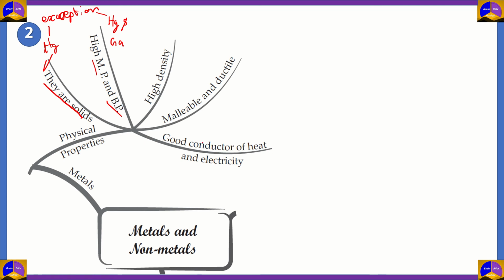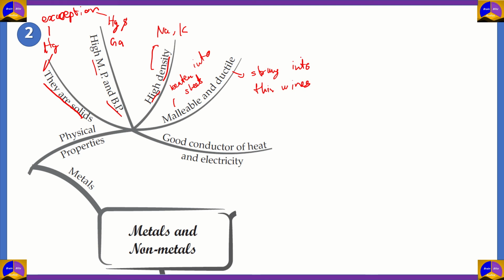Now, another characteristic of metals is that they're very dense. High density is found in metals. Some exceptions include sodium and potassium, which are relatively less dense metals. They do float on water. Metals are also malleable and ductile. Malleable means they can be beaten into sheets, and ductile means they can be strung into thin wires. So metals have the unique ability to be beaten into sheets and strung into wires.